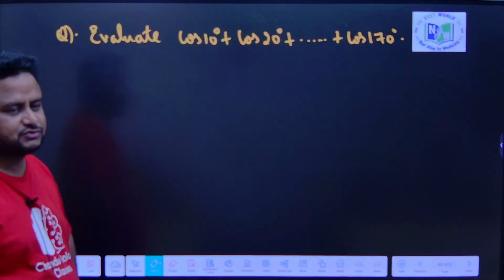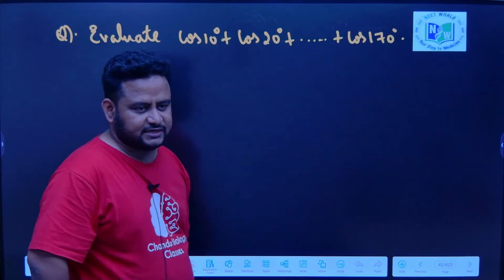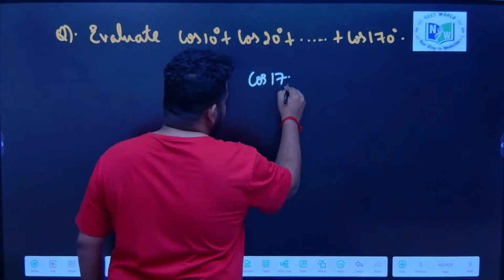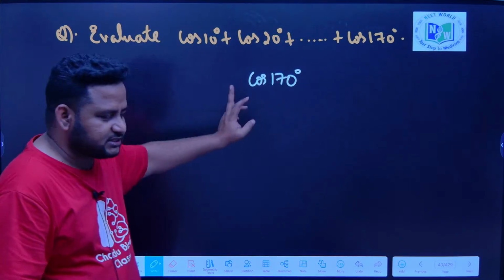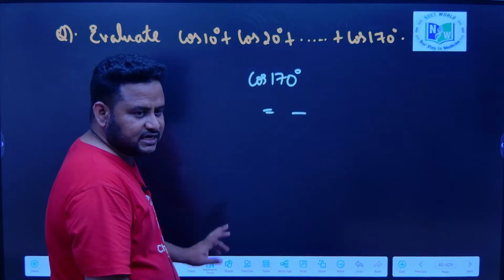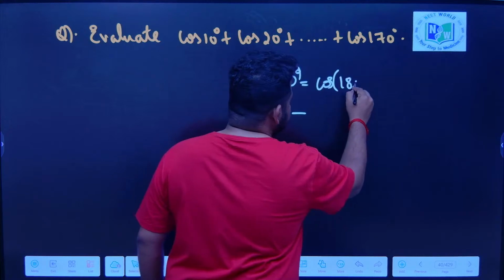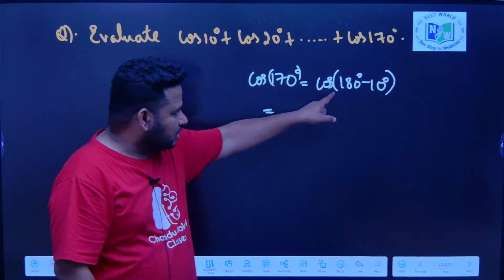Now they are asking us, see here, this is the question that they have given. They have given cos 10 degree, cos 20 degree plus up to cos 170 degree. So first of all, I am looking at cos 170 degree. 170 degree is in which quadrant? Second quadrant. So cos is negative. Cos 170 degree can be written as cos of 180 minus 10 degree.